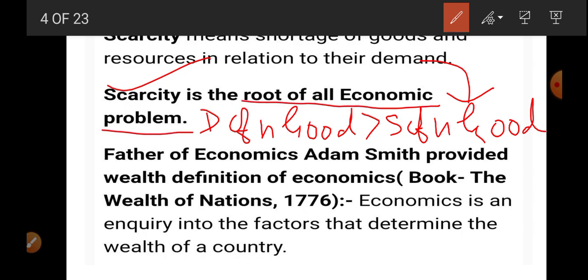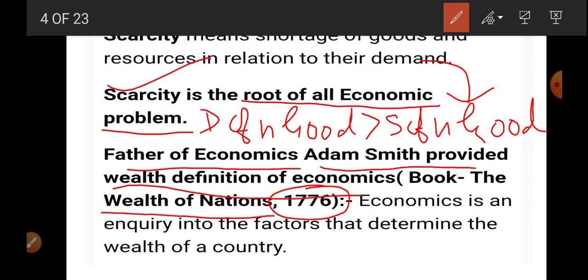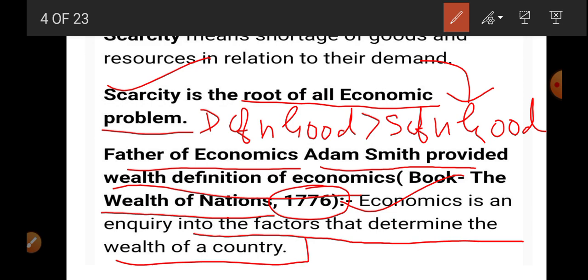Okay? So next important thing, as an economics student, you must know who is father of economics. So Adam Smith is known as a father of economics. Why? Because he provided wealth definition of economics in 1776, and the name of the book is Wealth of Nations. What he had written: economics is an inquiry into the factors that determine the wealth of the country. So remember, scarcity is the root cause of this subject. We are studying this subject. And who is the father? Adam Smith.